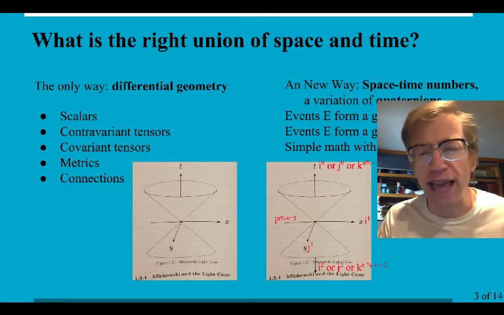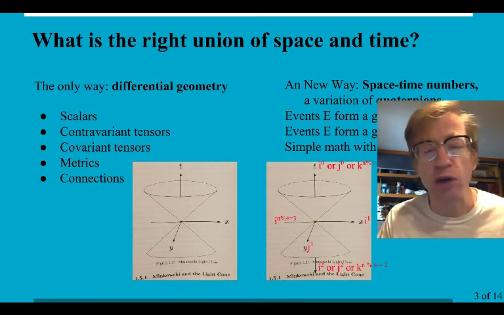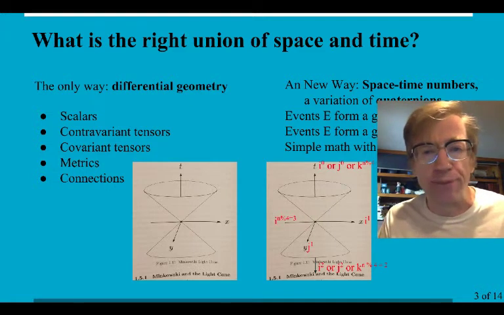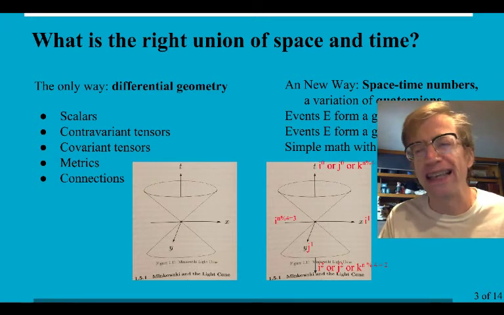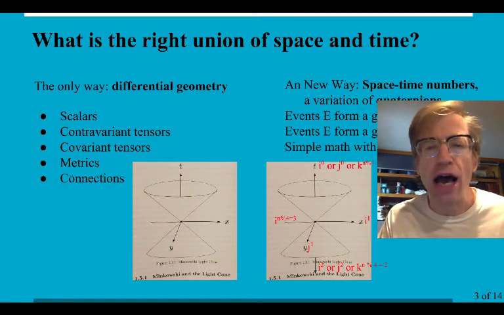It's got things like scalars, contravariant tensors, covariant tensors, metrics, all of which are covered in this book, and also connections for when you start dealing with curved space-time. And you have this very famous Minkowski space-time diagram with that light cone there. Well, what am I doing differently? Well, I use something called space-time numbers, which is a technical variation on quaternions.